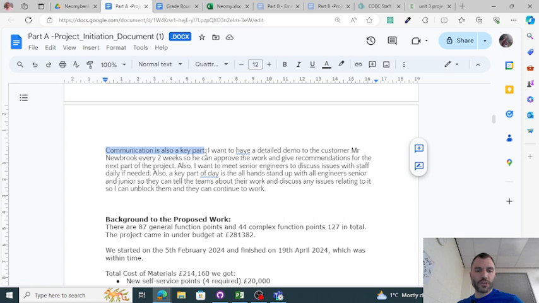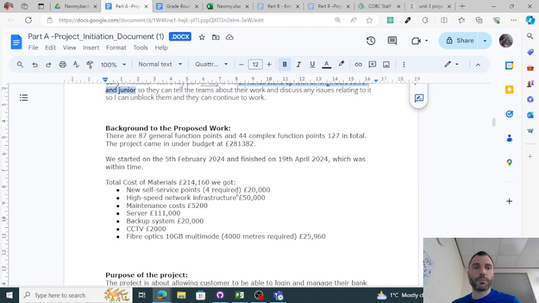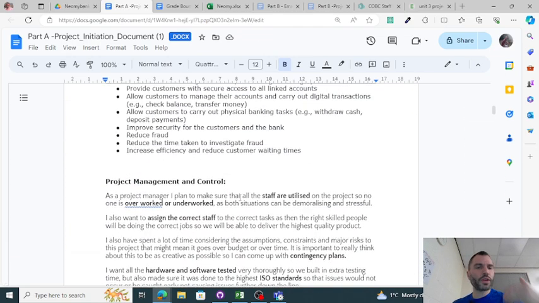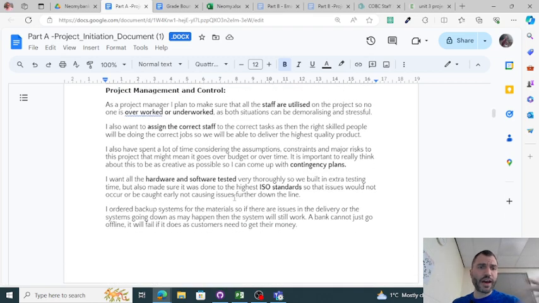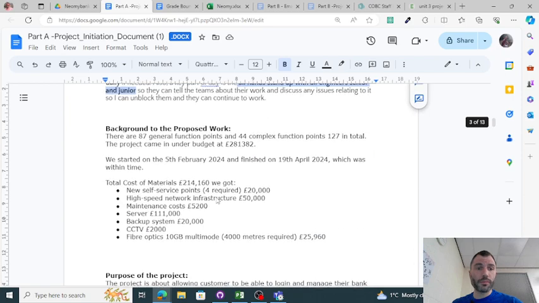Also, communication. I talked about my communication. That's important because I want to hear from senior engineers about staff, and I also want to be part of the all hands stand-up meeting in the morning, so I can meet the junior and senior engineers, so I know what they're doing, and they can tell me about their work, and I can unblock them. So talking about risk, communication, how you use staff, and so on. Right? Background to proposed work.